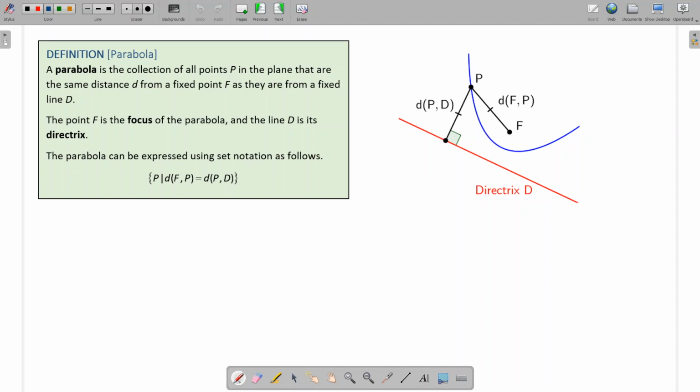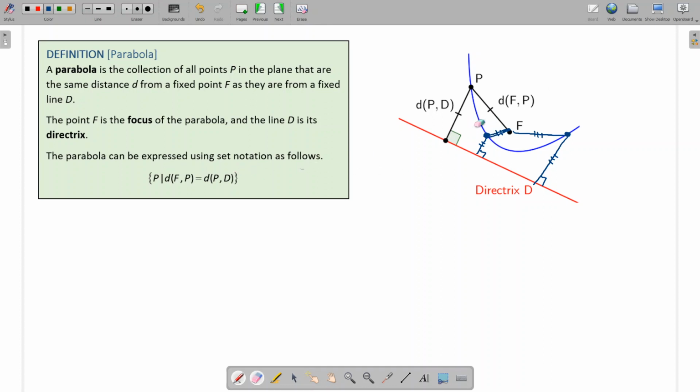Every single point over here, if I just picked a random point, if I were to measure this distance to the point F and the distance to the line, which would have to be a perpendicular segment, those would be congruent no matter where you're at. Pick any single point on the parabola, this perpendicular segment would have to be the same as the distance to the focus. So that's a purely geometric definition for a parabola.